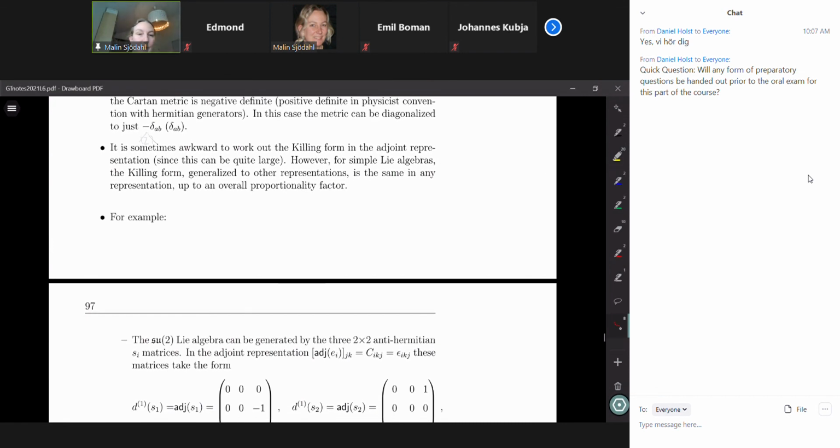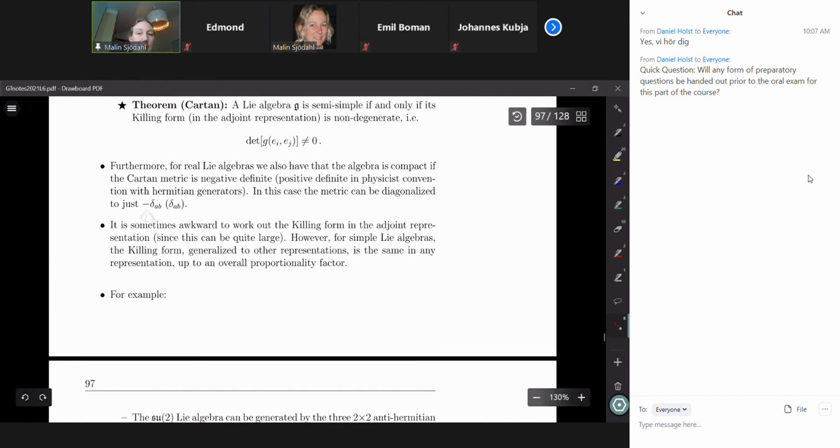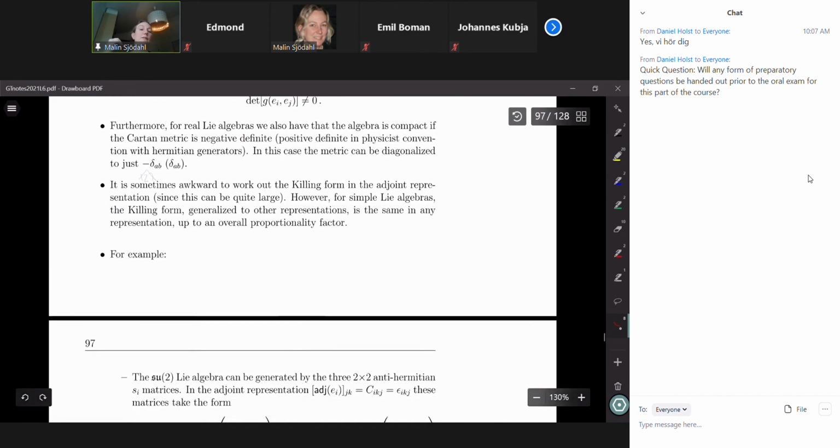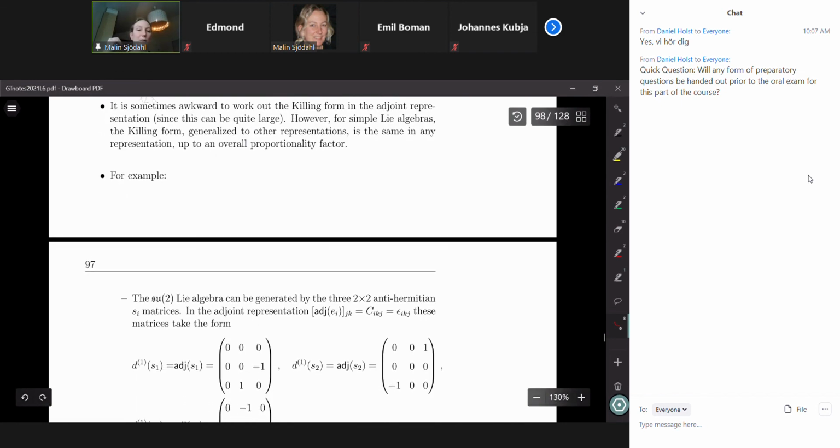So the Killing form in the adjoint representation requires taking traces of pretty big matrices, for example, n squared minus 1 for SU(N). But it can be related, and one can cast the algebras into comparable forms such that one has the same Killing form in other, lower-dimensional representations.